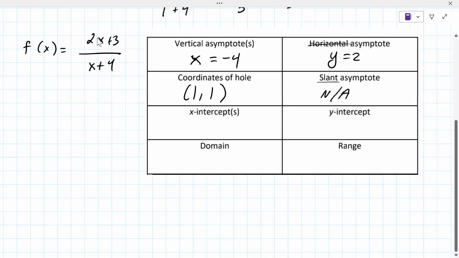X-intercepts is setting the numerator equal to 0. Can you give me the x-intercept, please? X-intercepts would be x equals -3/2, comma 0. Okay, very good. And then the y-intercept would be 3/4, so 0, 3/4.